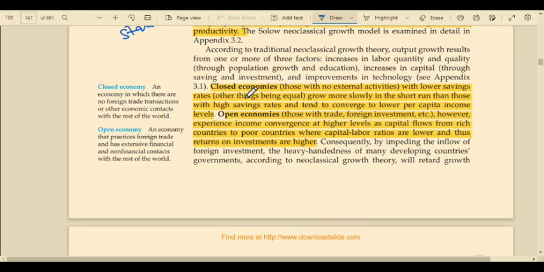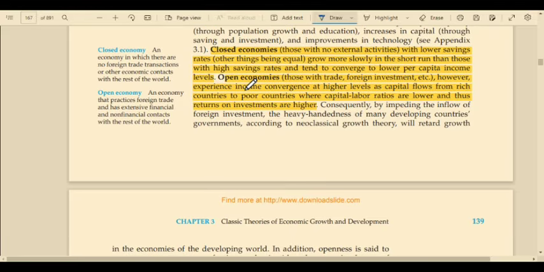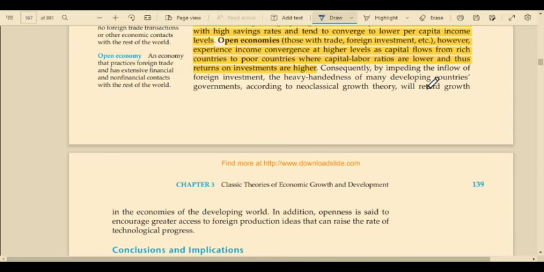Okay, now there are some implications. Closed economies with lower savings rates grow more slowly in the short run than those with high savings rates and tend to converge to lower per capita income. Whereas open economies experience income convergence at high levels as capital flows from rich countries to poor countries where capital-labor ratios are lower and thus returns on investments are higher. So this one is particularly important.